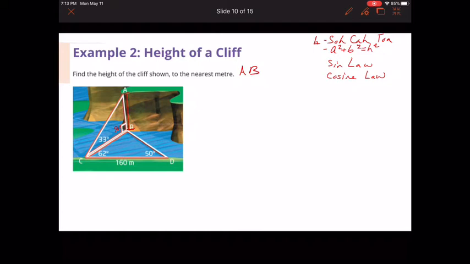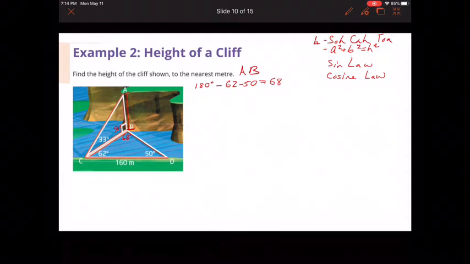So take a look. The first thing we can do is figure out what this third angle is. 180 degrees minus 62 minus 50 equals 68. We've got a 68-degree angle here. So really what we want to know is about the right angle, but we need to use the bottom triangle to figure that out. So the most important line in this section is here.